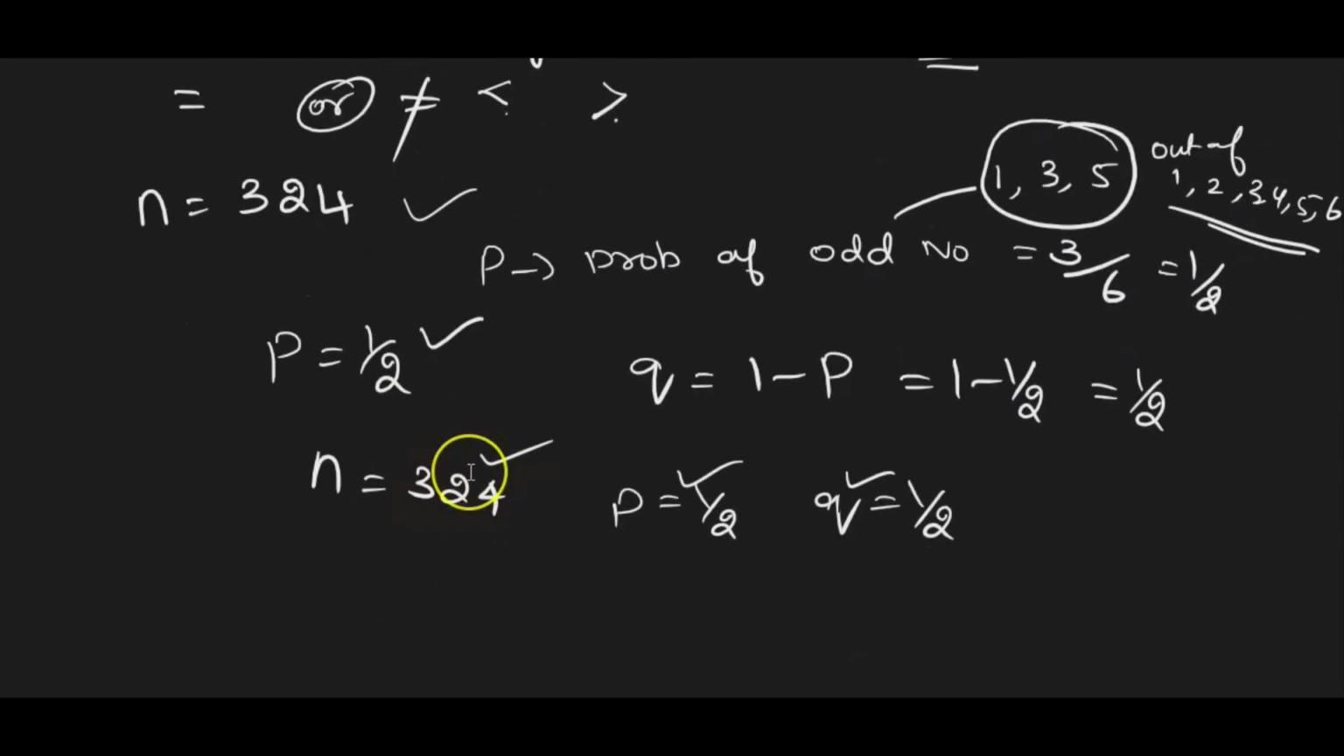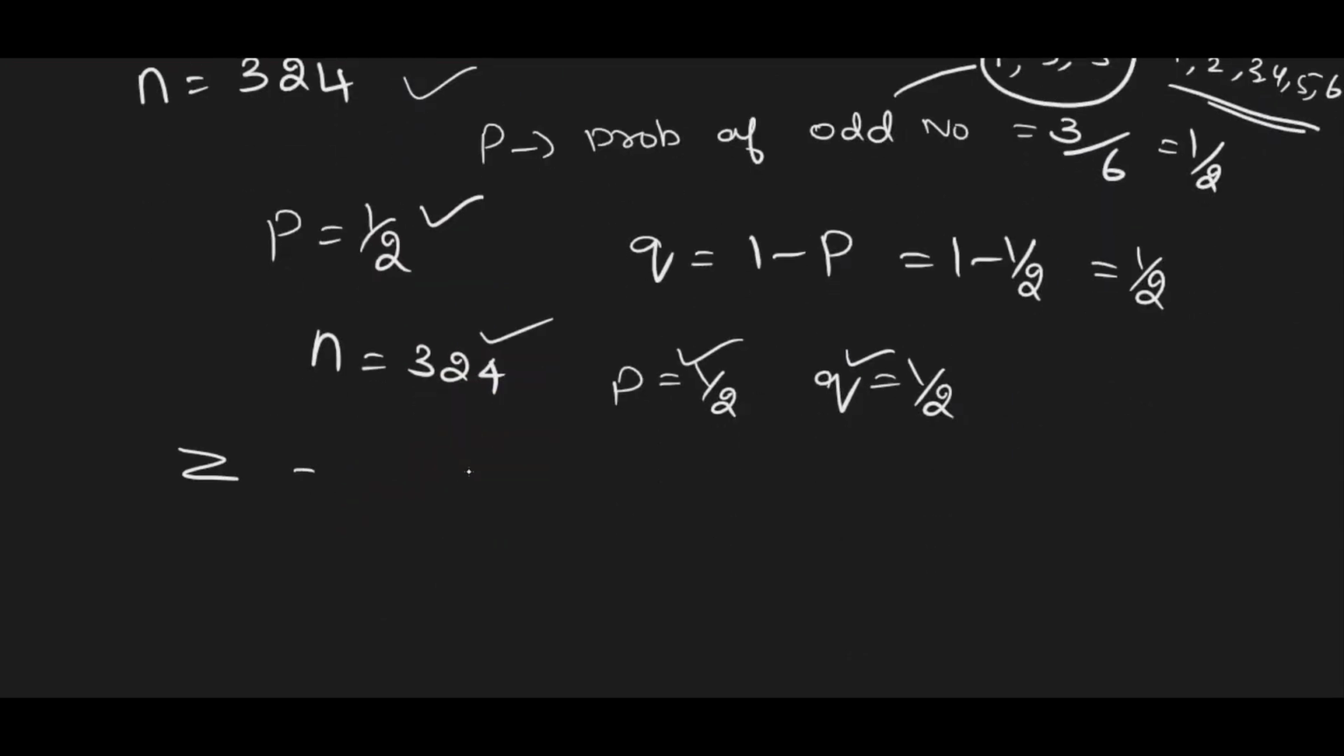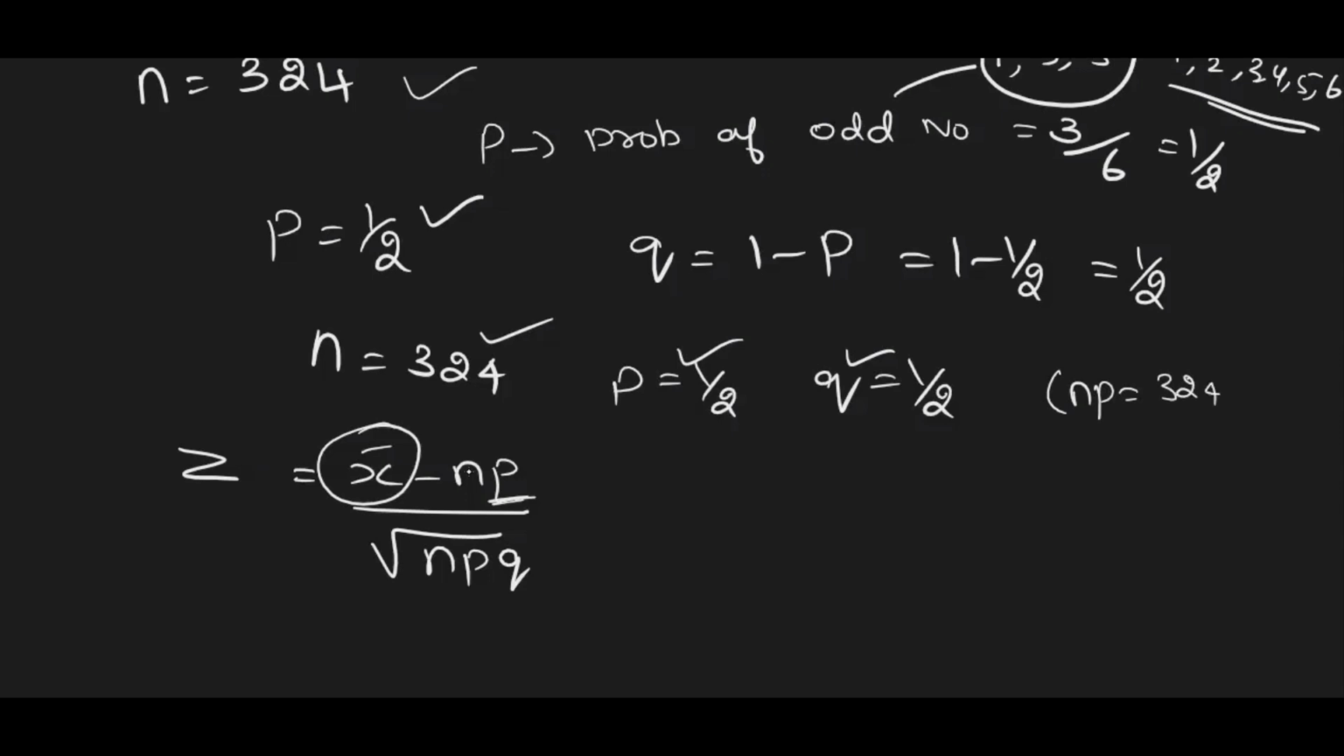Now what is the formula for the Z value? Z is equal to x minus NP by root of NPQ. What is this x? Sometimes we may say x bar or the mean. Here NP is 324 into 1 by 2, which is nothing but 324 by 2, which is 162. So this is 162.